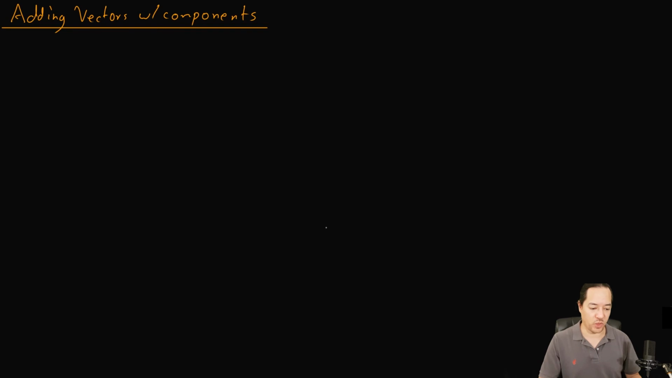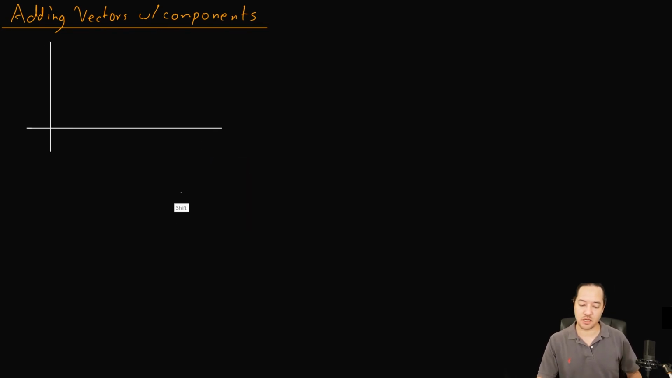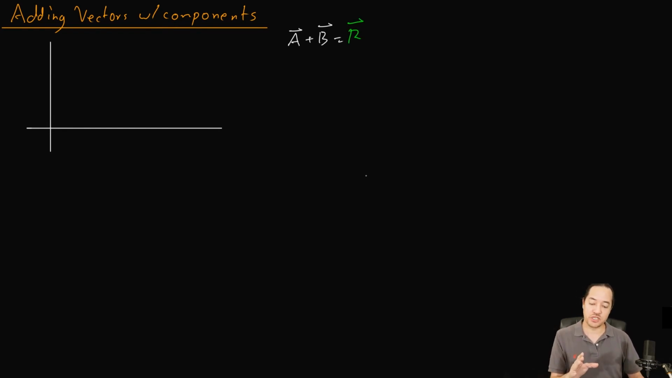How do we do this? Well, let's draw some axes. And we're going to draw a vector A plus a vector B, and that's going to give us a vector R, some resultant vector. Put that in green. Okay, and we're going to draw this using the chain method, the head to tail method, and also show how the components line up. So give me a second here and I'll draw this out for us.